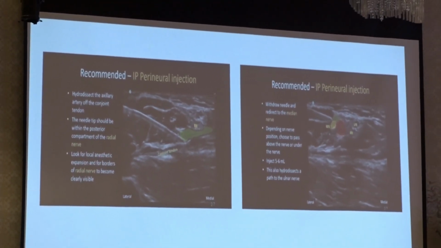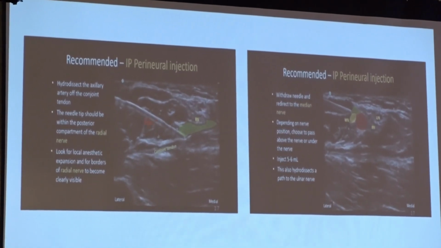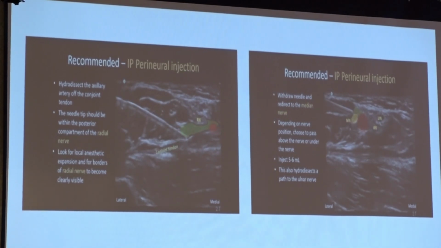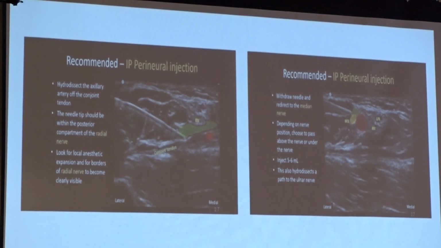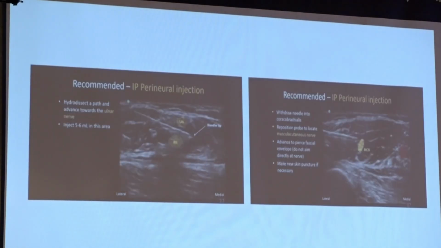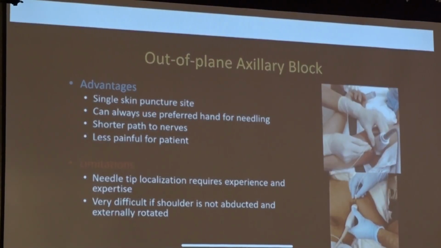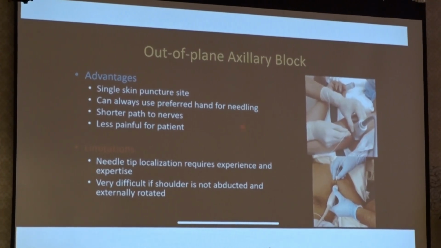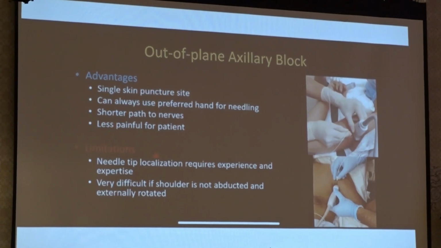These are some tips for the in-plane perineural technique. We hydrodissect the artery, and then we locate the radial nerve and give perineural injections, followed by the median nerve and also the ulnar nerve, and last but not least, the musculocutaneous nerve. Another method you can do is the out-of-plane axillary block, where you only need a single skin puncture. It's preferred for handling and shorter procedure time and is less painful for the patient. But I think the in-plane axillary block is more preferred.